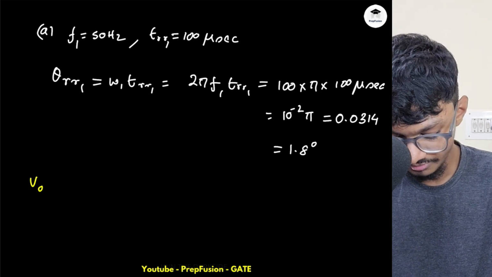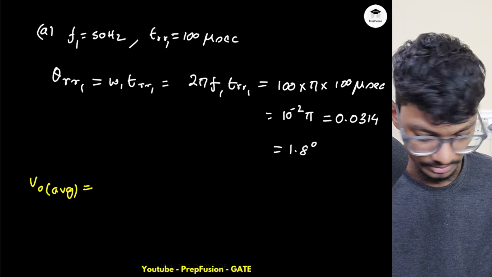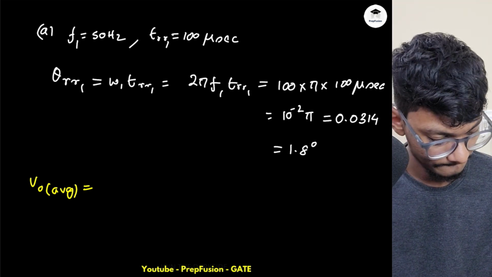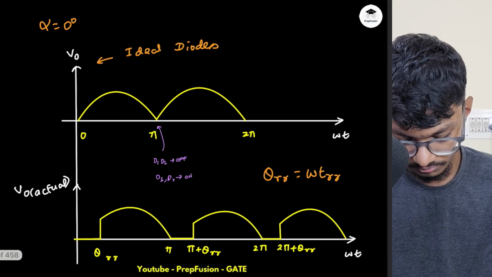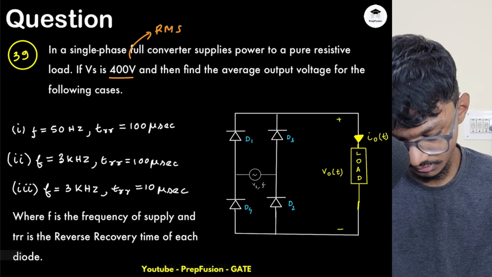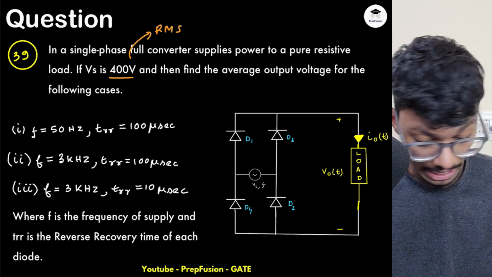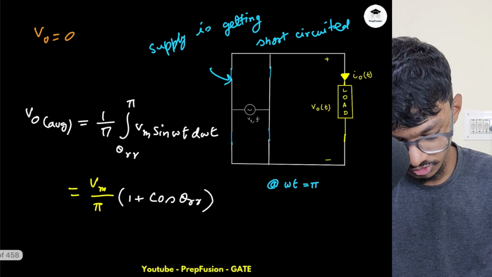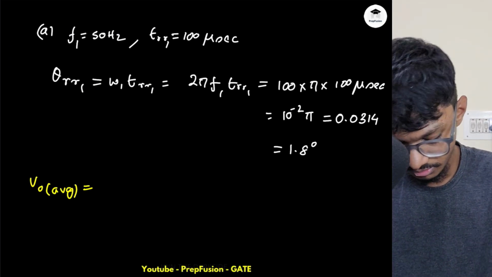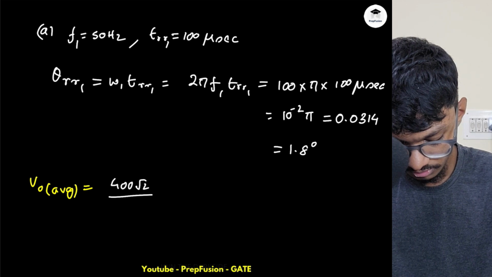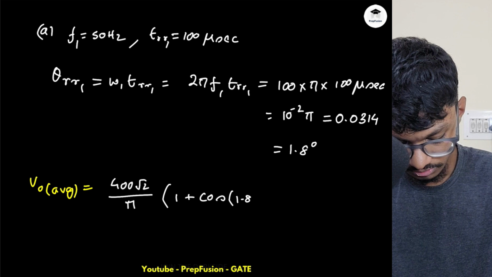What is my VO average? VO average is Vm upon pi. Vm is 400 volts, and this is not Vm, this is RMS. So Vm will be 400 root 2. This will be 400 root 2 divided by pi, into 1 plus cos 1.8 degrees.